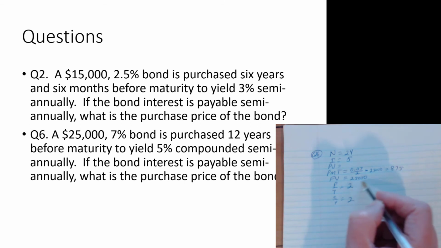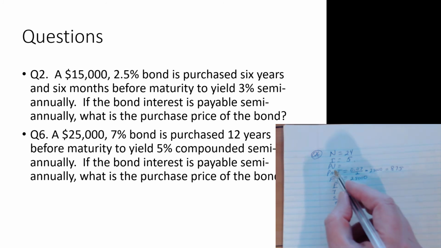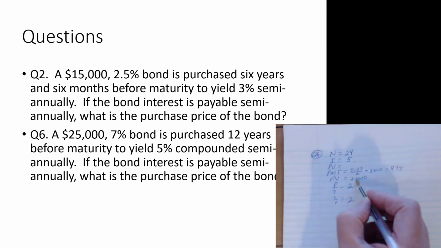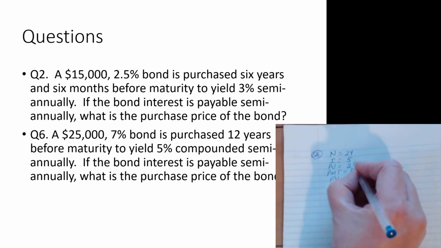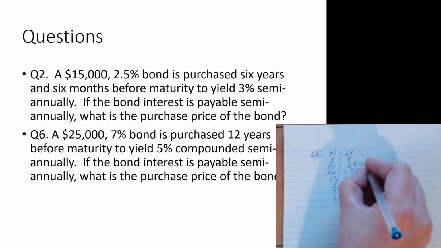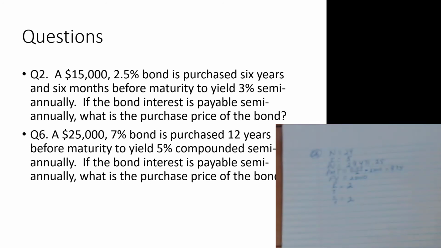Now, a little bit of intuition. You may have gotten your number already. As our bond rate is 7% and the market is paying 5%, our bond is much more desirable. So we are expecting a purchase price higher than the face value. We expect this bond to trade at a premium. In question 2, the bond traded at a discount because its interest rate was less desirable. This one will trade at a premium. And in fact, when we find the present value, or the purchase price, we get $29,471 and about 25 cents. So it does trade at a premium.